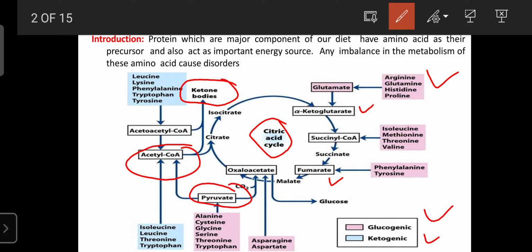So like that, these amino acids are metabolized very well. They are involved in the formation of proteins, or in the formation of energy, entering the TCA cycle. If there are any abnormalities in the processing of the amino acids, then the person suffers from a certain disorder, and those disorders are known as the metabolic disorders related to the amino acids.